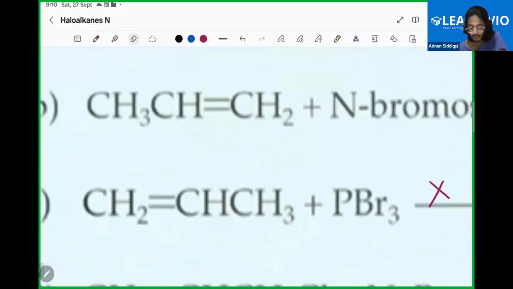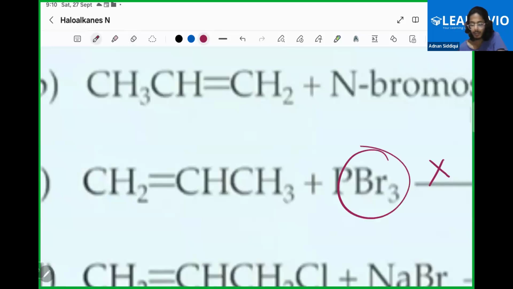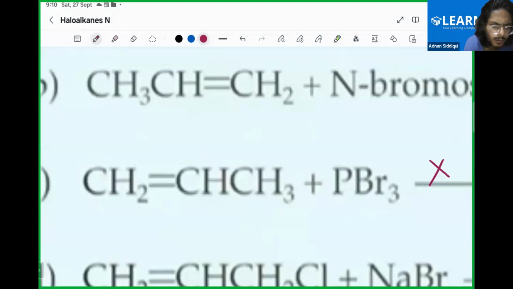Now, this is PBr3. Have we seen PBr3 before? Not with alkenes. PCl5, PBr3, we did these type of reactions with alcohols, right? The starting reagent was alcohol. If you react alcohol with PBr3, you will get a halogenated compound. Remember? SN2 mechanism we did.